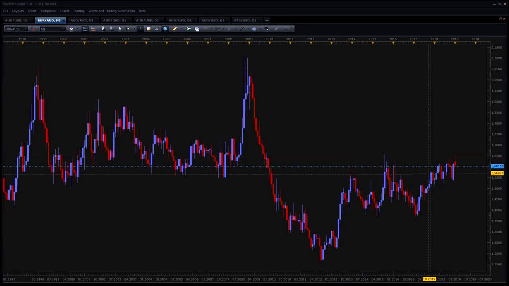So let's see what's going on. Apply template. Euro Aussie. This is monthly chart, by the way. We always go monthly, weekly, daily, and then you're probably trading hourly or even half an hour, 15 minutes, 5 minutes, some people. Come on, Euro Aussie. There we go.